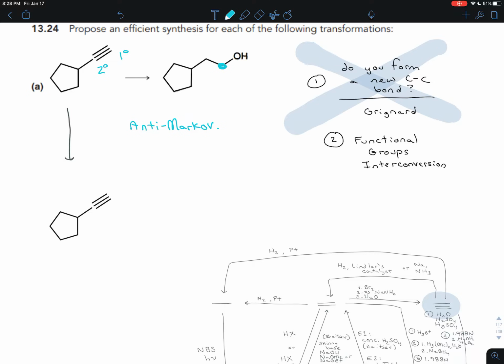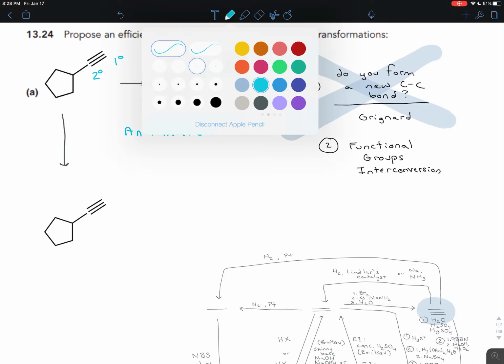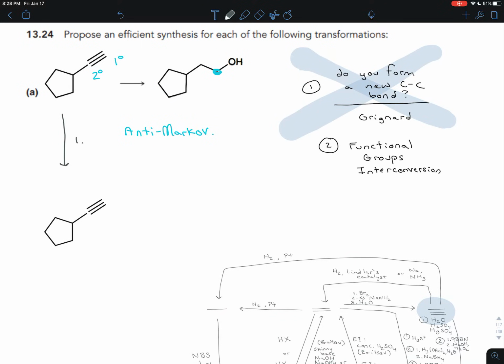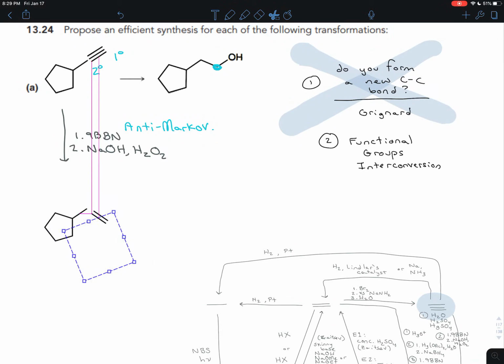So we want anti-Markovnikov addition of an OH. And that is done by hydroboration oxidation, as we've seen before. So you use 9-BBN for the first step, and for the second step, sodium hydroxide and hydrogen peroxide. Now what that does at first is it takes your triple bond, it takes those electrons and it moves them. And here I'm going to just make this trigonal planar, right? Because when you have a triple bond, it's linear, but when you have a double bond, it's trigonal planar. So I'm just going to put that zigzag in there.